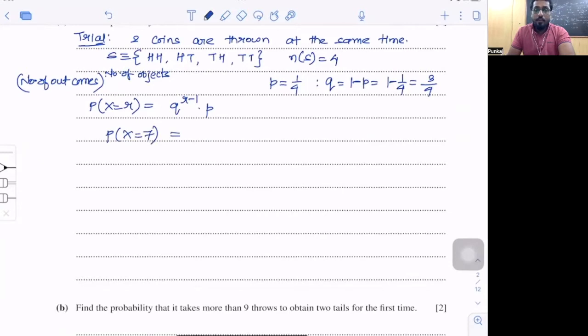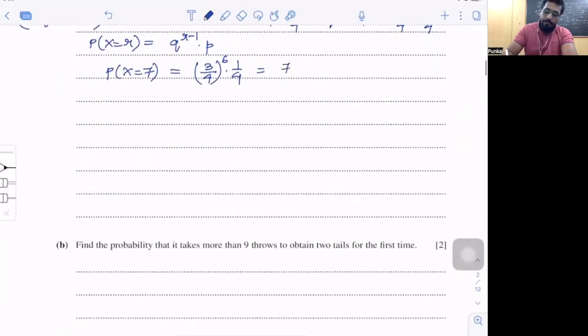So I can have the value of Q, which is 3 upon 4 raised to what? R minus 1. So R was 7, 7 minus 1, that's 6, multiplied with P. So P is 1 upon 4. So what do I get now here, students? I'll be getting 3 upon 4 to the power 6. So 3 divided by 4 to the power 6, and this multiplies with 1 upon 4. So I'll be getting here the answer as 729 divided by 16384.